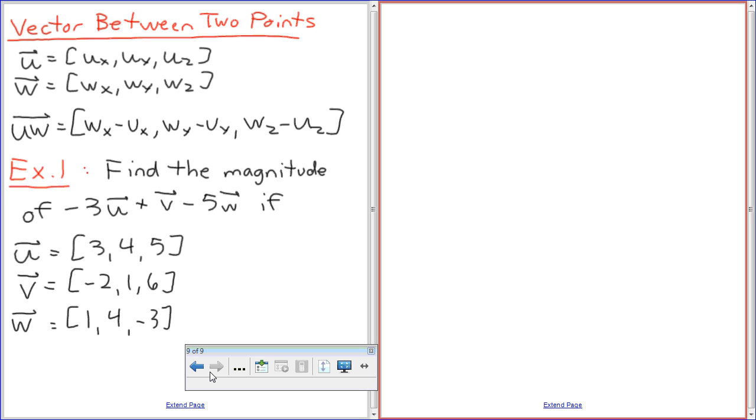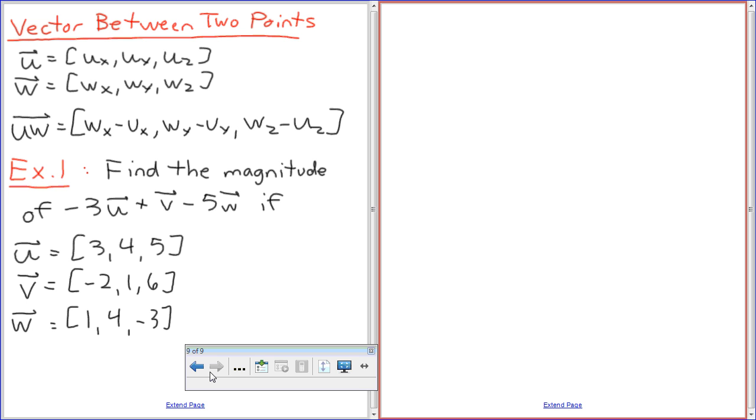Yes, we have this in 2 dimensions. A lot of today's lesson is the same thing we did in 2D, but it's going to be with 1 extra number. That's the only difference. What's w? I can't see it. Oh, 1, 4, negative 3. Okay.